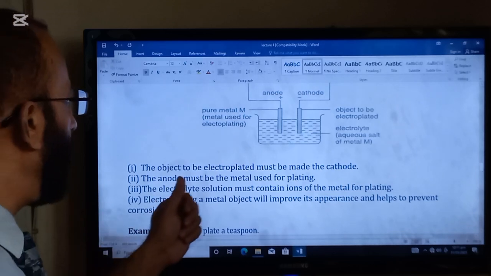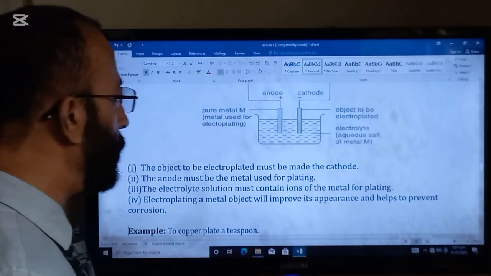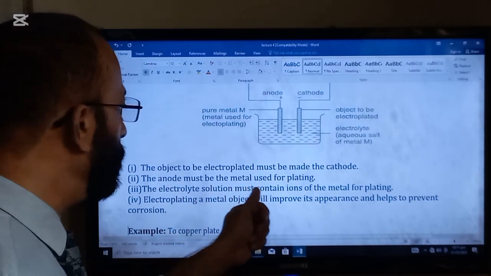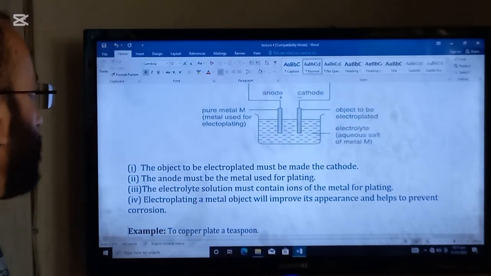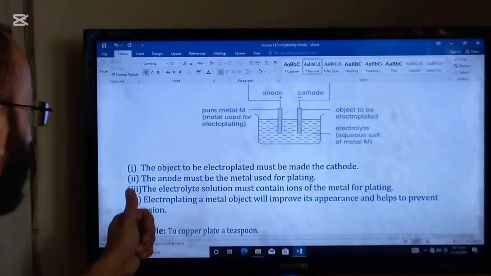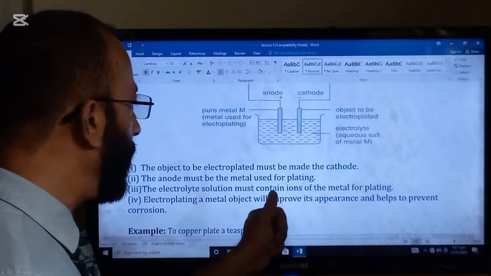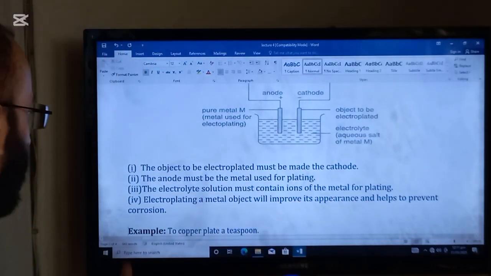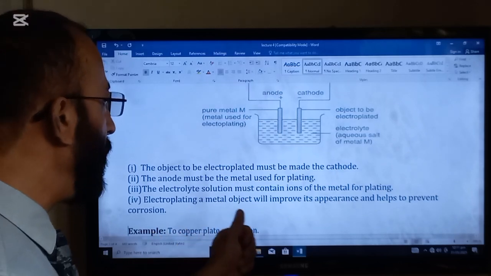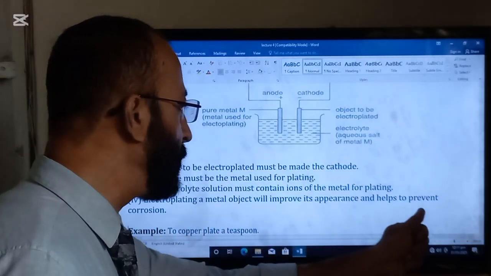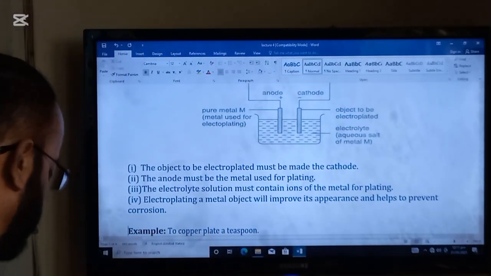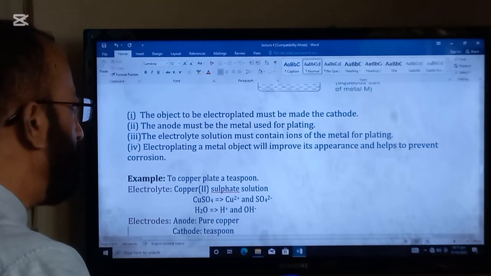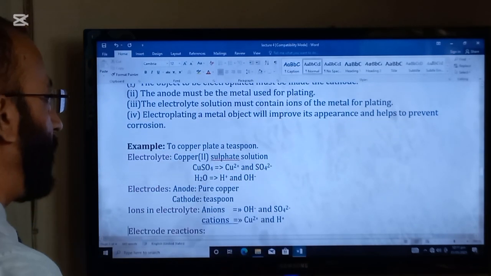The object to be electroplated must be made the cathode. The anode must be the metal used for plating. The electrolyte solution must contain ions of the metal for plating. Electroplating a metal object will improve its appearance and helps to prevent corrosion. Now, electroplating will be discussed in more detail with the help of an example.